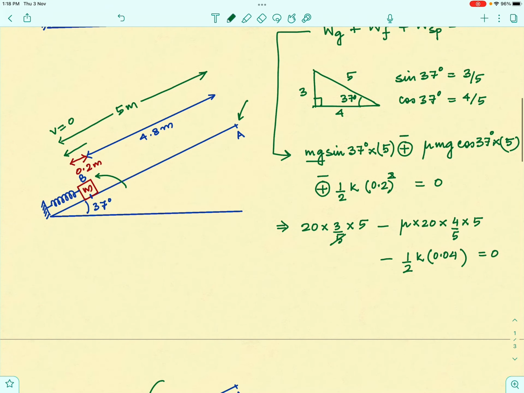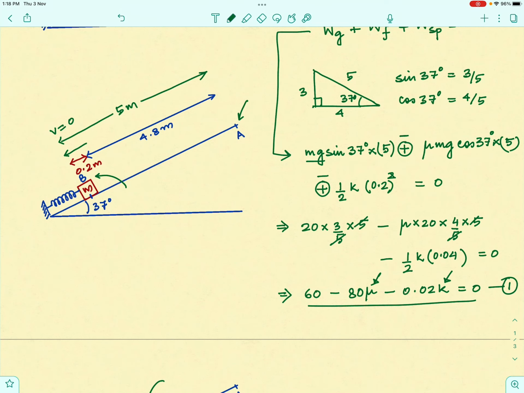So, as we see, there are a few terms cancelling out here, these 5s will cancel out. So, here we are getting 60 minus 80 mu minus 0.04 by 2 will be 0.02, k is equal to 0, and it is this equation that we can consider as our equation number 1 in two variables, k as well as mu.